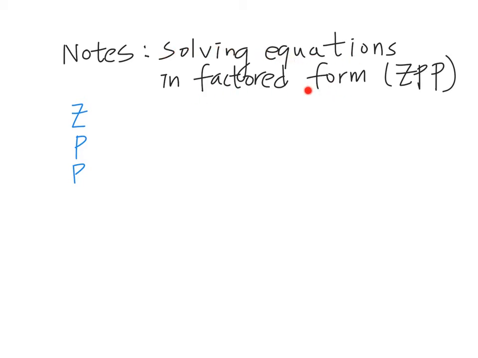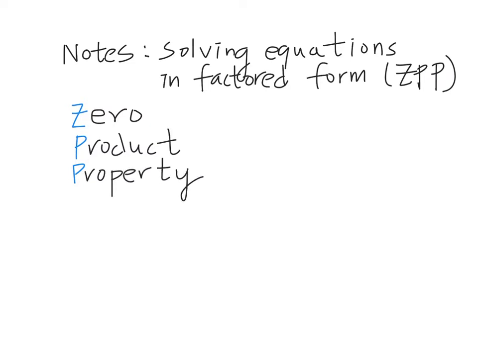And in order for you guys to learn how to solve equations in factor form, you first need to know what this new sucker over here, ZPP, stands for. So I want all of you to copy down ZPP because it stands for something. Z stands for zero, P is product, and the other P stands for property. So zero product property will be one of the most important things for you to understand before we can move on with the rest of the notes.